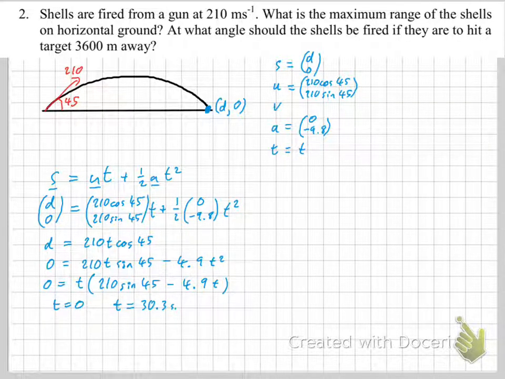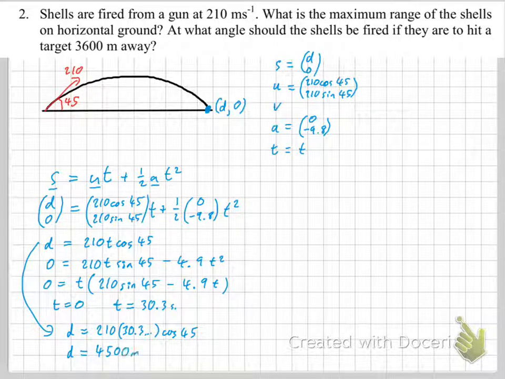Okay, it's not a final answer. We need to substitute that back in to get d. So bang that in there, and we get, I've put 30.3 dot dot dot to remind myself to use the exact value, which is still saved on the calculator's display. So use the answer button. And we get d is exactly 4,500 metres. Marvellous.